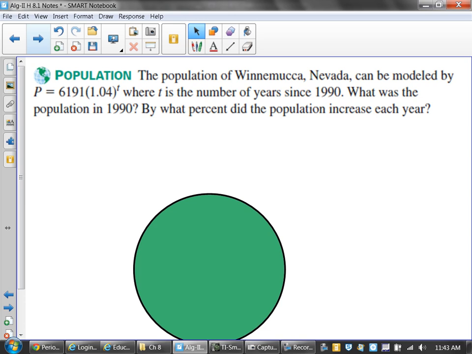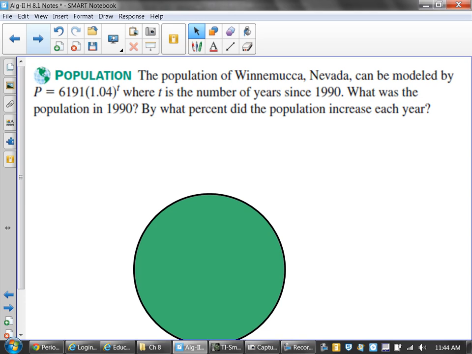Winnemucca, Nevada? Yeah, it's just south of Vegas. If the population model is 6191 times 1.04 to the T, what would be the population in 1990? What is the percentage of population growth?